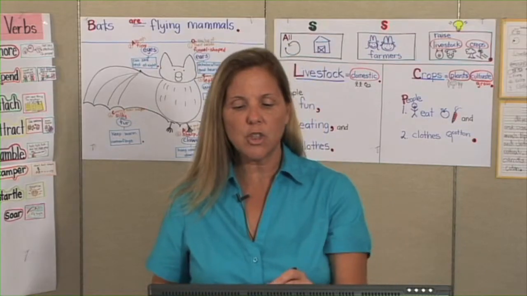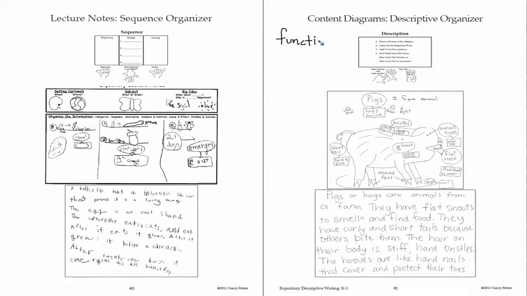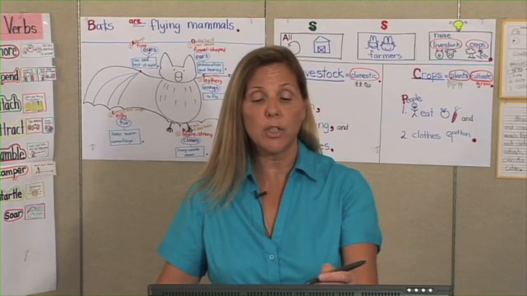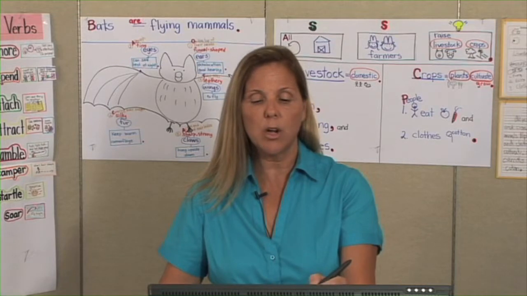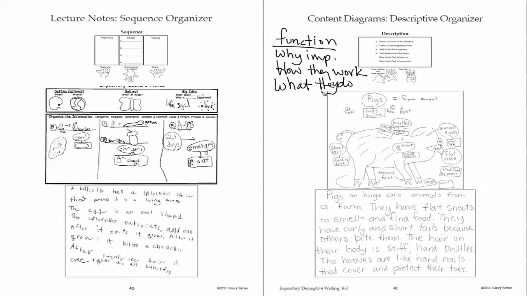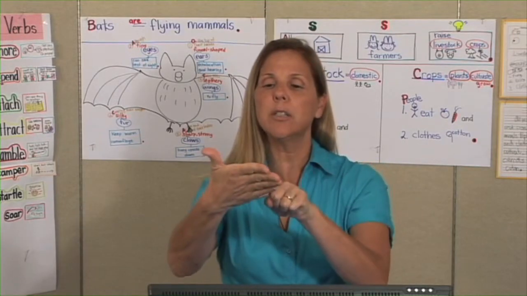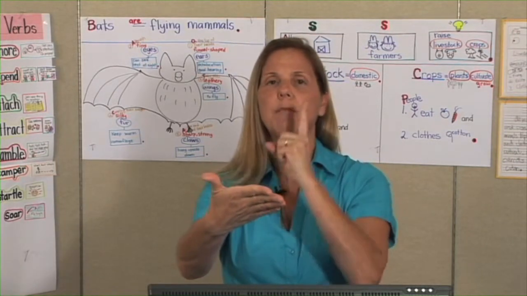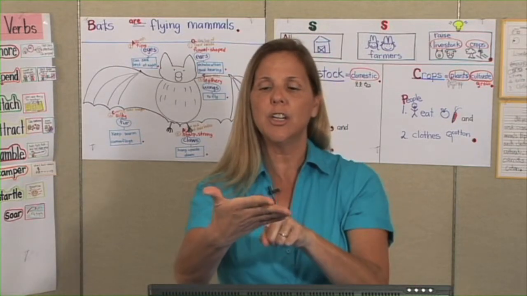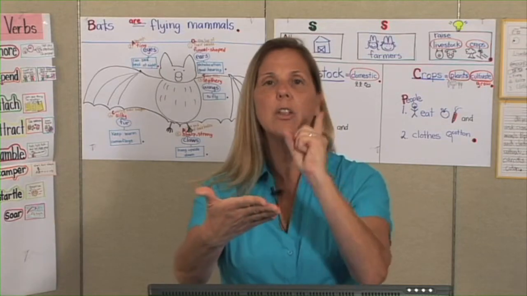So when we talk about the function of the parts, after we've described them, we're either going to tell why they're important, how they work, or what they do. So when we look at the function of the parts, we're looking at why they're important, how they work, or what they do. What's their job? That's a little bit easier for kids to understand than just the word function. So again, our hand signal for a description: draw a picture, label the parts, add fancy words, and tell the function of the parts. Let's try that again. Draw a picture, label the parts, add fancy words, and tell the function of the parts.